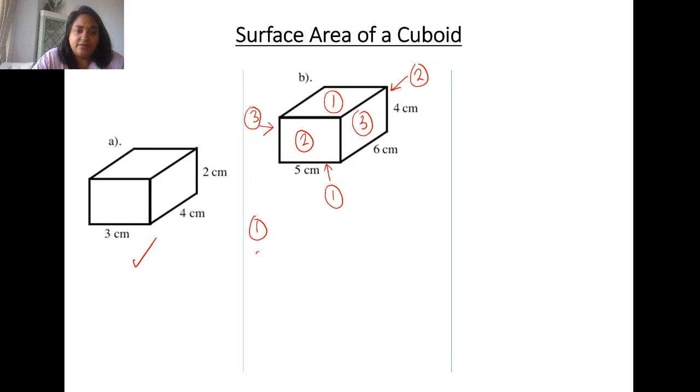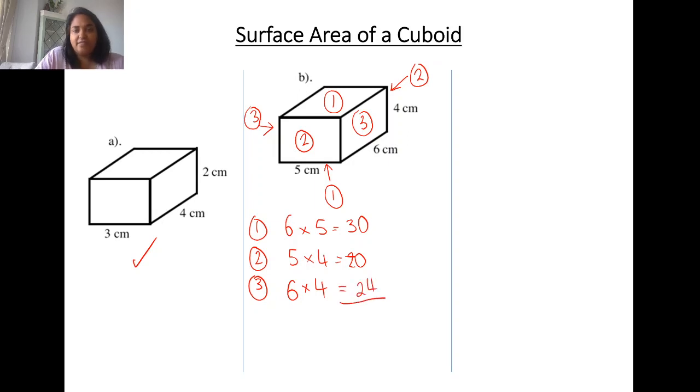So I write down my panels 1, 2, 3, and I think about their measurements. So panel 1 is going to be a 6 by 5, so that measurement is 6, that measurement is 5, 6 times 5, which I can do straight away, 30. And then panel 2 is going to be a 5 by 4, which gives me 20, and panel 3 is a 6 by 4, which gives me 24.